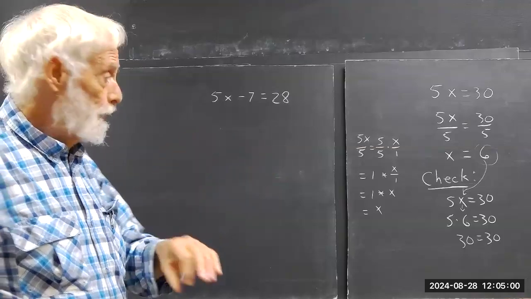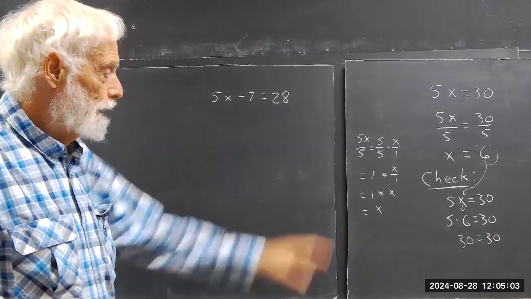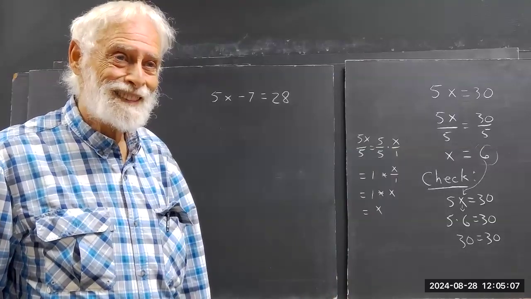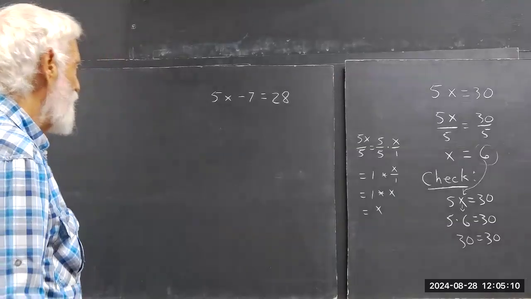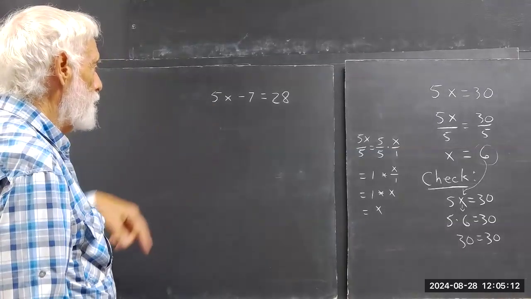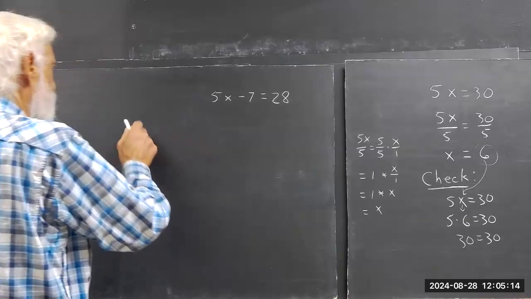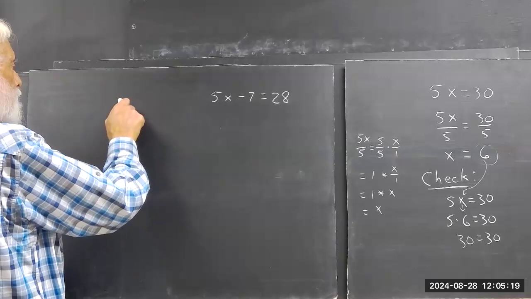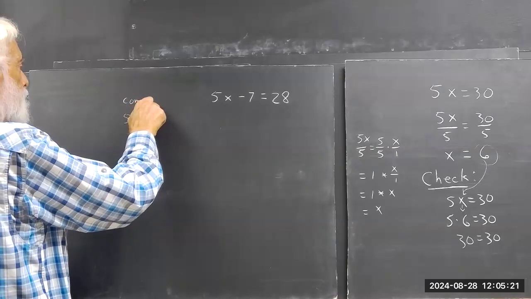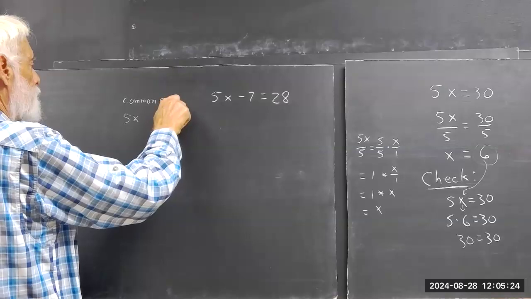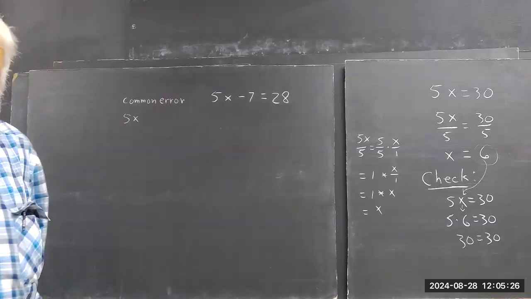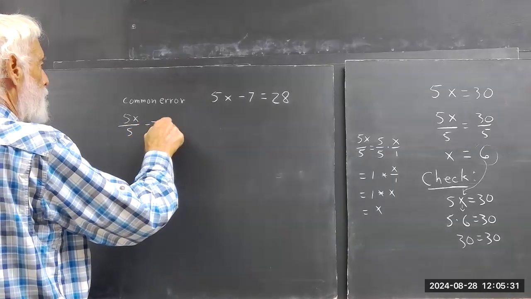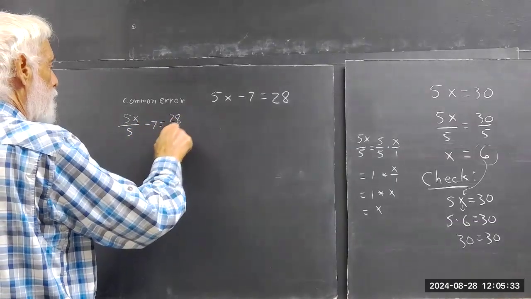Now I see some people imitating what we did here. I kind of did this just to see if anybody would, and a couple of you did. People divide this 5x by 5, so they've written out something like this, and I'll label this as a common error. They've written 5x over 5 minus 7 equals 28 over 5.